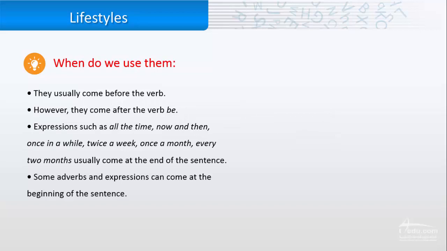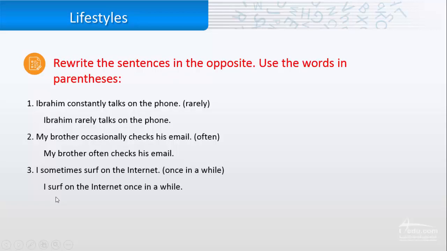When do we use them? We use them before the verb or after the verb to be. Some of them, for example, all the time, now and then, once in a while, twice a week, once a month, every two months, usually come at the end of the sentence. Some adverbs or expressions can come at the beginning, so either at the end or at the beginning.